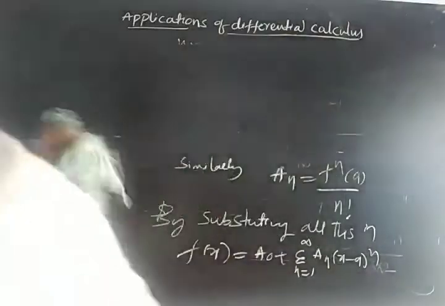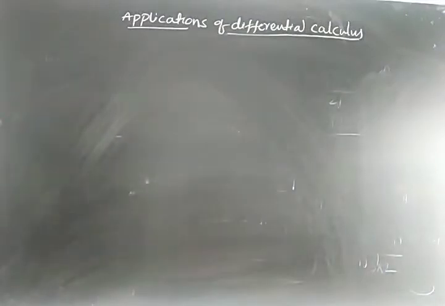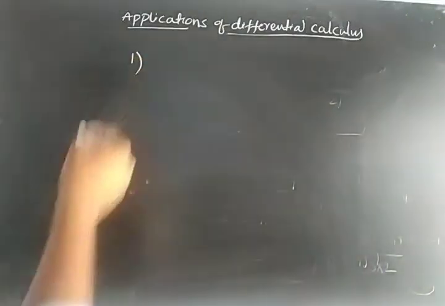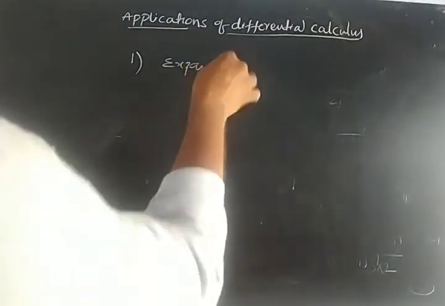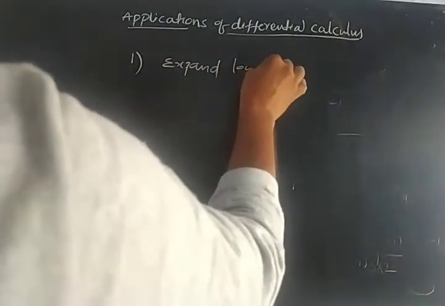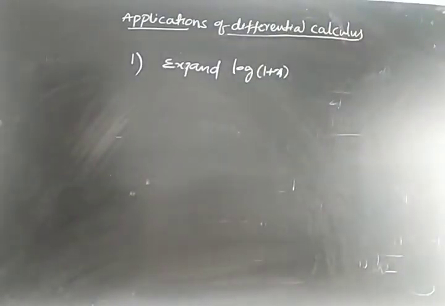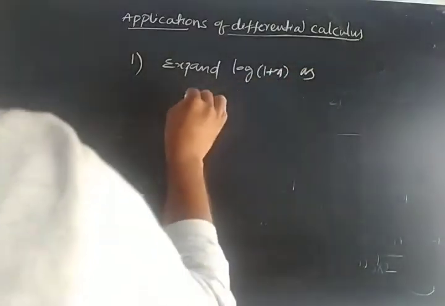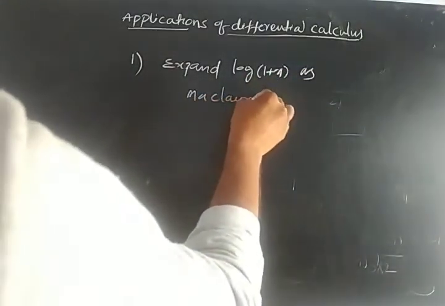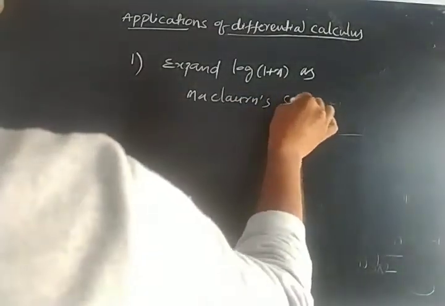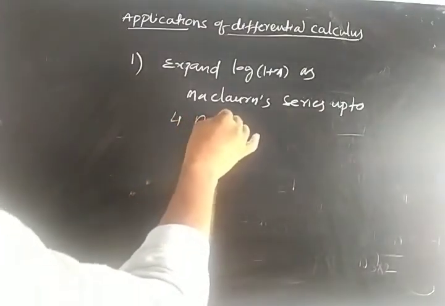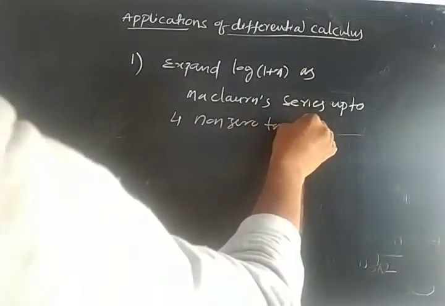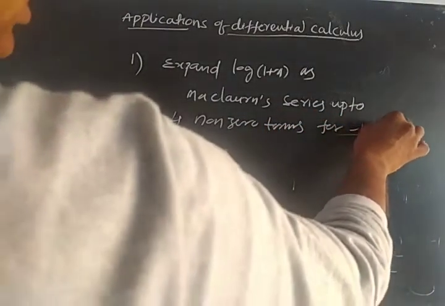Let us do one problem on Maclaurin's theorem. Example 1: expand log 1 plus x as a Maclaurin's series, up to 4 non-zero terms, for minus 1 less than or equal to x less than or equal to 1.